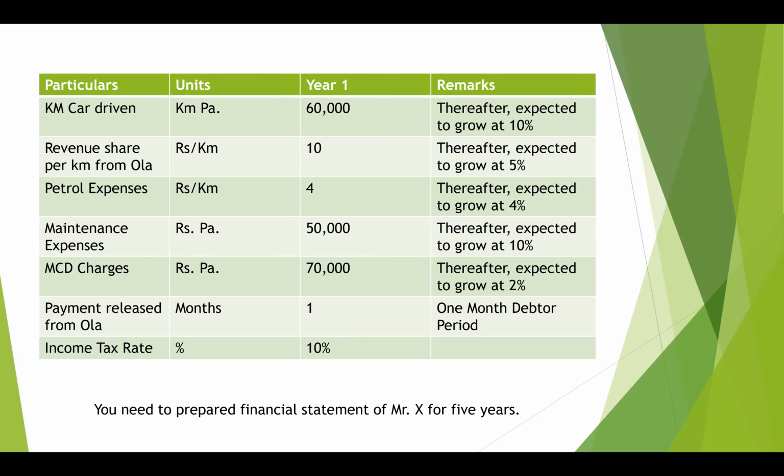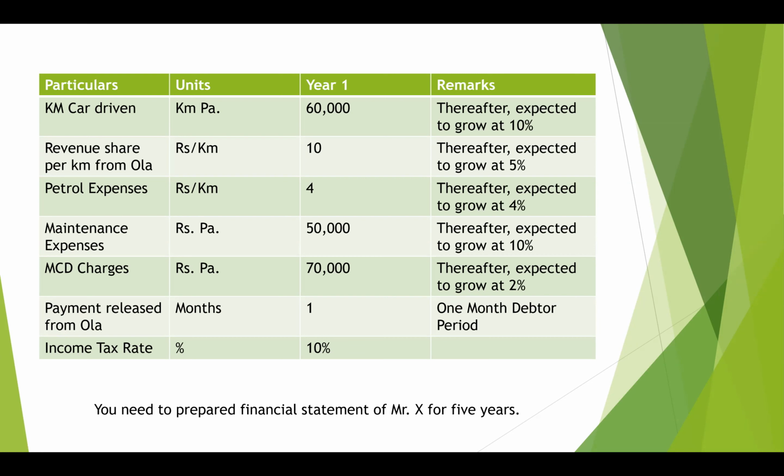Kilometers driven by the car per annum are 60,000, and thereafter it is expected to grow at a rate of 10%. Revenue share per kilometer from Ola is 10 rupees. He will be receiving 10 rupees per kilometer from Ola as he's a driver running a car under Ola, and it is also expected to grow at a rate of 5% per annum. Petrol expenses are 4 rupees per kilometer.